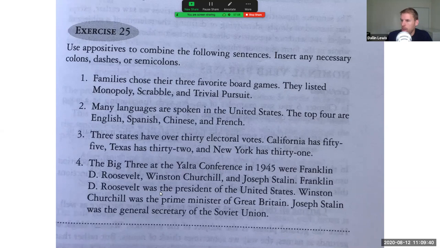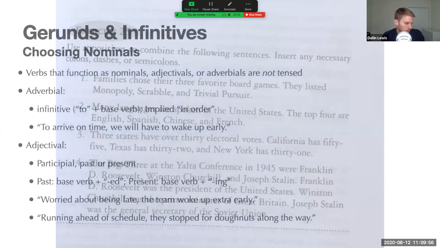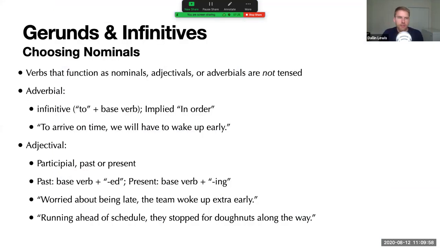Roosevelt, President of the United States; Winston Churchill, Prime Minister of Great Britain; and Joseph Stalin, General Secretary of the Soviet Union. Using those semicolons to separate complex lists. All right, I'm ready to be done with appositives. Let's move on. Gerunds and infinitives.